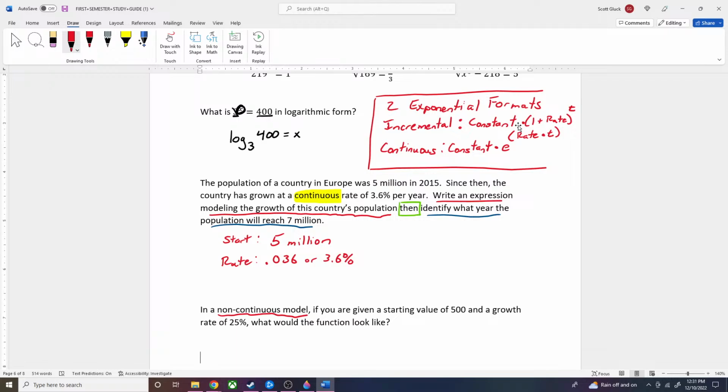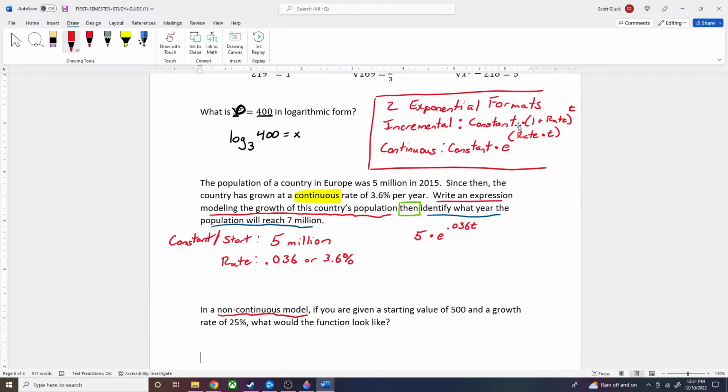Okay? So now we have what we need. We have our constant or starting point, we have our rate, and we know what a continuous growth model is going to look like. So let's write an expression modeling the growth of this country's population, and that is 5 million times e to the 0.036t power. That's it. You're done. That's what you had to do in red.